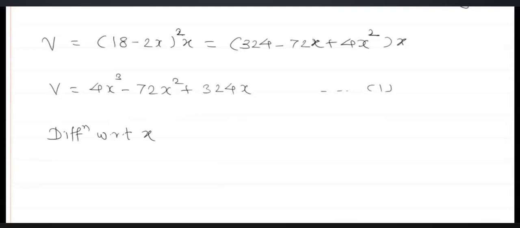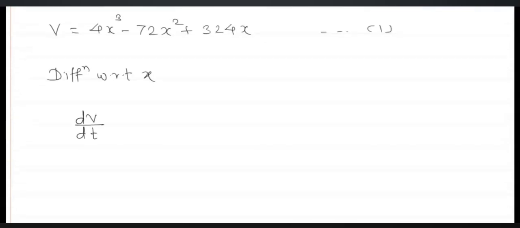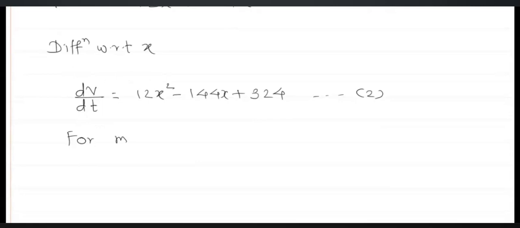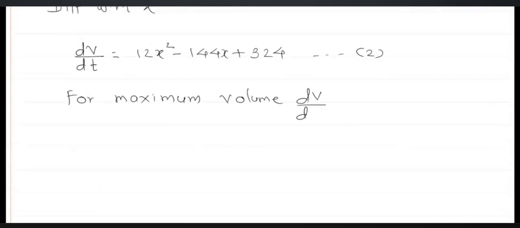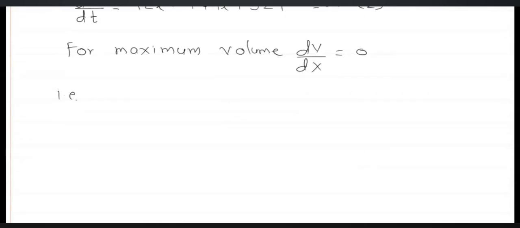Now differentiate this with respect to x. That is dv upon dx is equals to 12x square minus 144x plus 324. For the maximum volume, dv upon dx is equals to 0. That is 12x square minus 144x plus 324 is equals to 0.